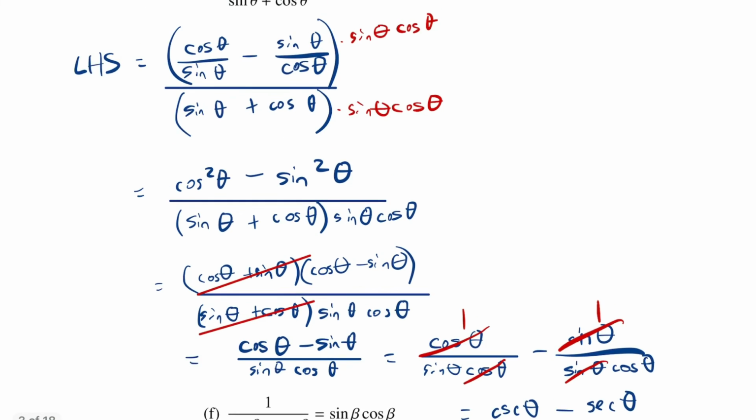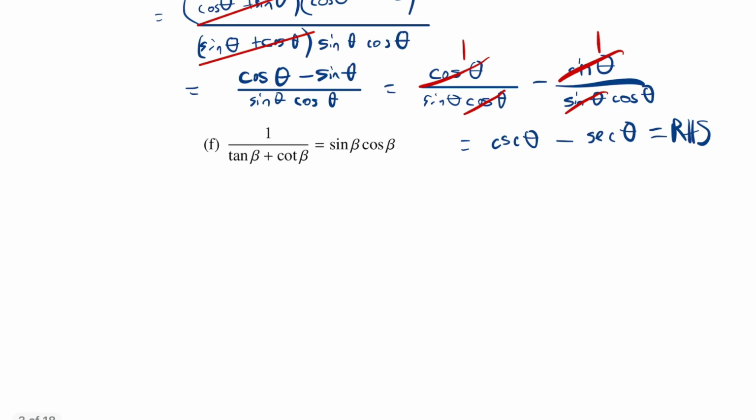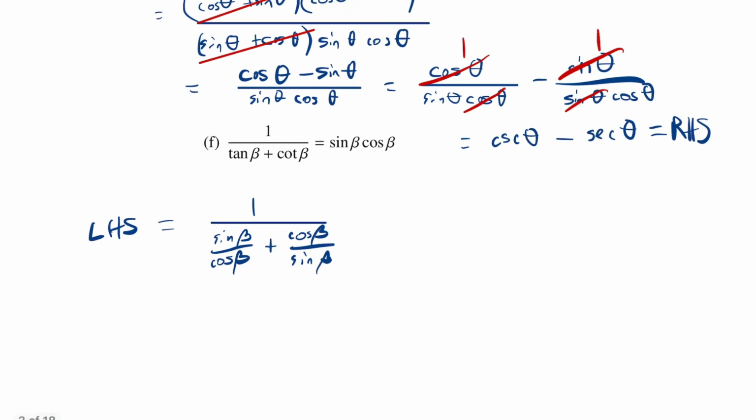This one, let's see what we can do. In this case, what I would do is I would rewrite these in terms of their identities. So the left-hand side is going to equal 1 over sine beta over cosine beta. That's tangent. Cotangent is cosine beta over sine beta. And then I'm going to combine these two fractions by finding their LCD. The LCD is sine, cosine, sine.